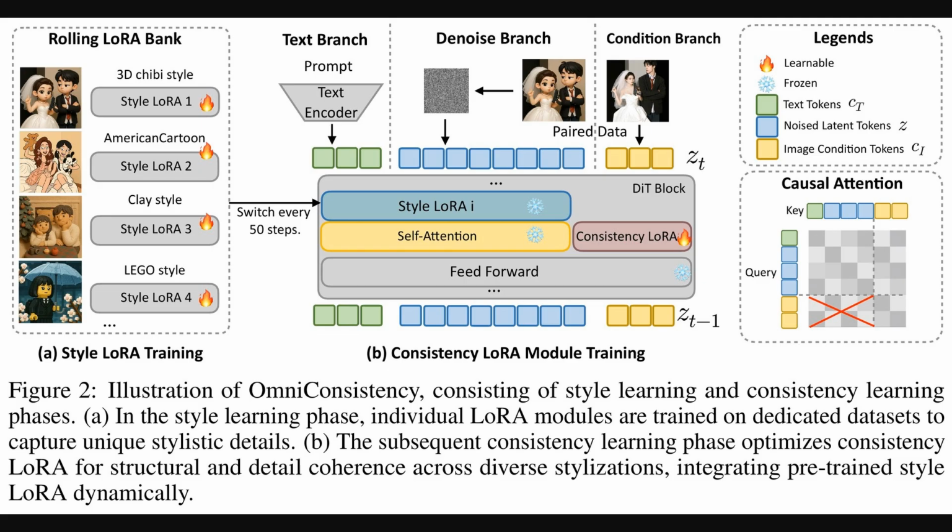This trains a new, separate consistency low-rank adaptation inside a model called a Diffusion Transformer. A Diffusion Transformer is a powerful type of image generator, and by freezing the original style modules, it learns only to preserve the image structure, which is the secret to avoiding that style degradation.